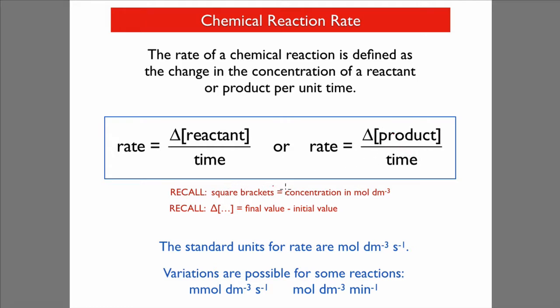Remember, the square brackets is concentration in moles per decimeter cubed, and we can calculate the change by the final value minus the initial value. The standard units for rate are moles per decimeter cubed per second, but we do sometimes use millimoles per decimeter cubed per second or moles per decimeter cubed per minute.